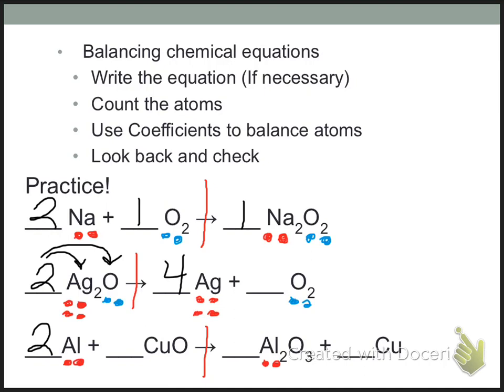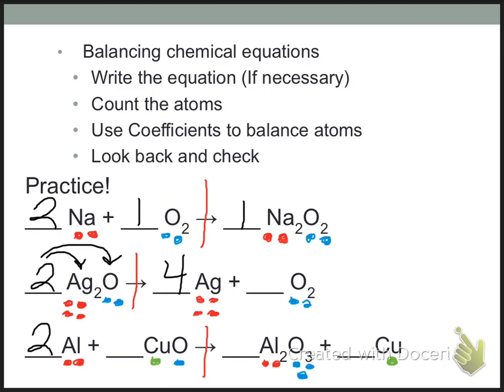Next, I'm going to move on to copper. I have 1 copper on the left-hand side. I have 1 copper on the right-hand side. I don't need to do anything with this particular element because it's already balanced. Next, I'll move on to oxygen. I have 1 oxygen on the left-hand side. I have 3 oxygens on the right-hand side.